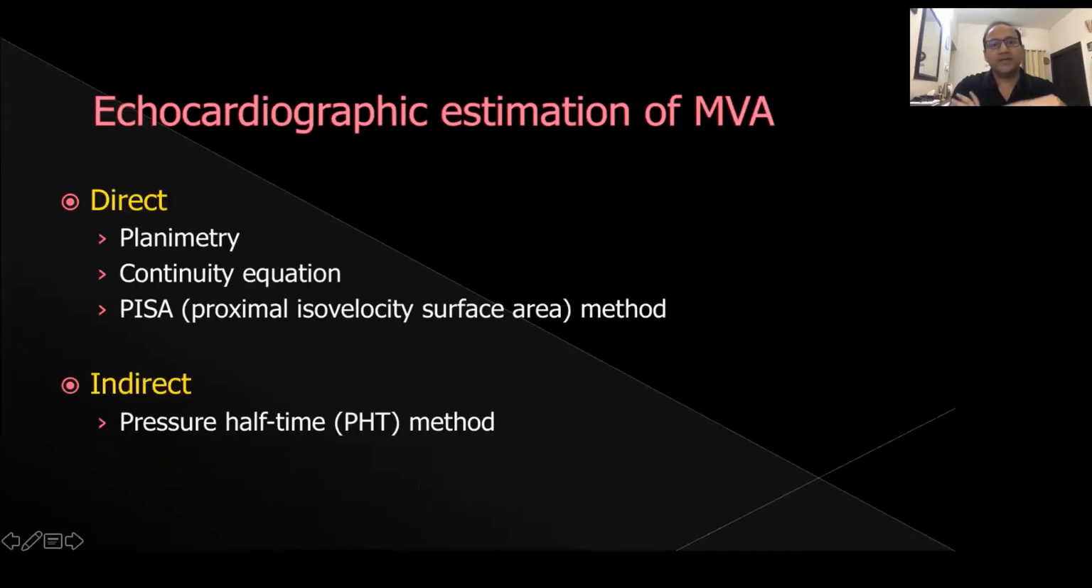Now, when you look at the echocardiographic estimation, there are some direct and some indirect ways of determining the severity of mitral valve area. So the best way is planimetry. Of course, from a theoretical perspective, we will talk a little bit about the continuity equation and PISA, which I just explained. And of course, pressure half time. In our day-to-day practice, there are two things which we almost always do, which is planimetry and pressure half time. And of course, the mean gradients that we calculate from the flow dynamics of the Doppler.